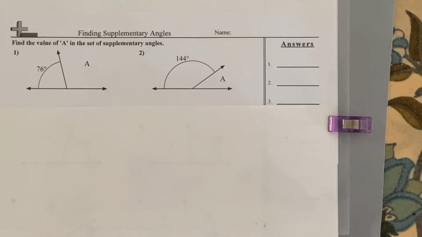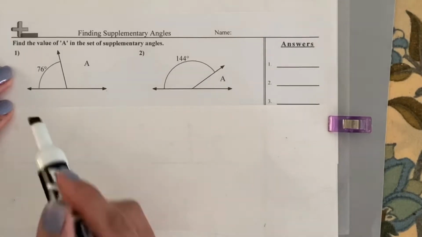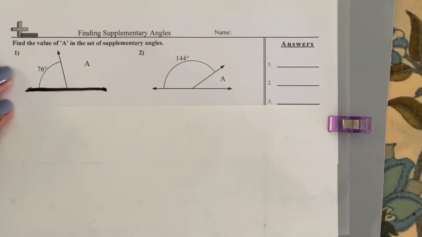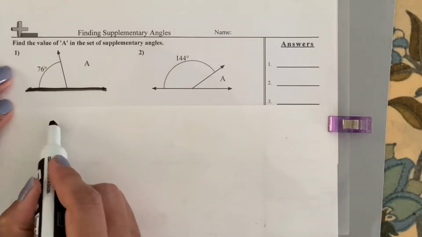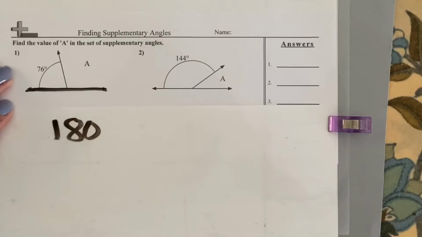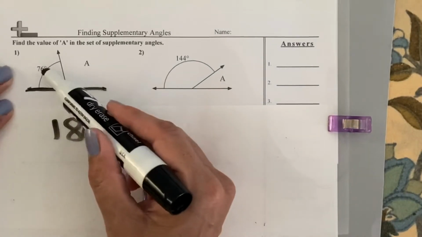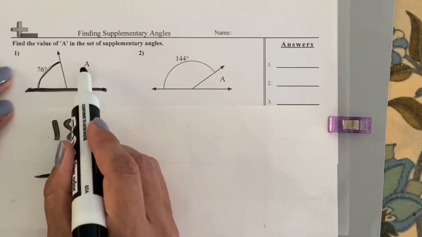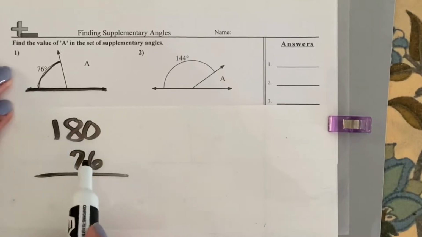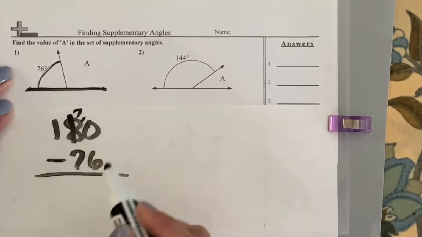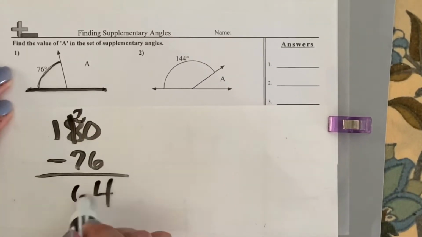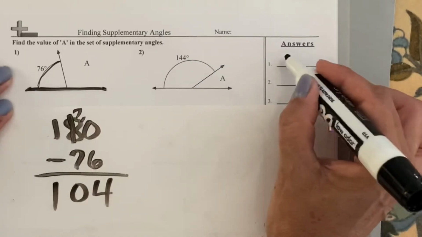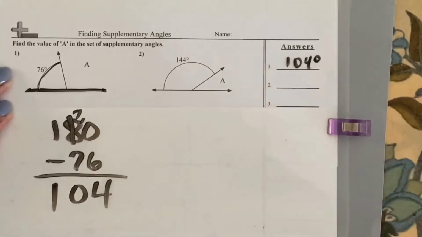So let's continue, except now we're going to do it with supplementary angles. Question number 1, I know the total of the two angles together. That is 180 degrees because it is a straight angle. I know one part. I know this angle here is 76 degrees. I am missing angle A. So I know the total, I know one part, I subtract to find the missing part. Bigger bottom borrow, 10 take away 6 is 4, 0, 1. Angle number 1 is 104 degrees.